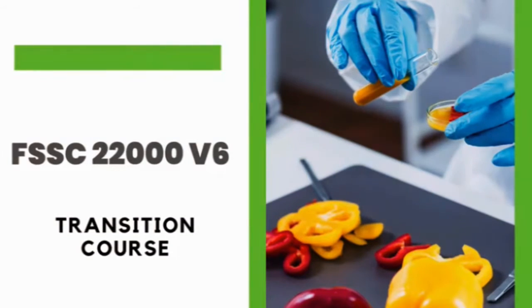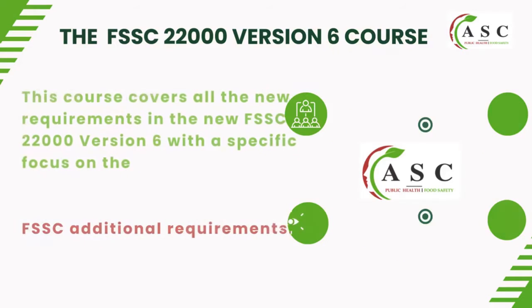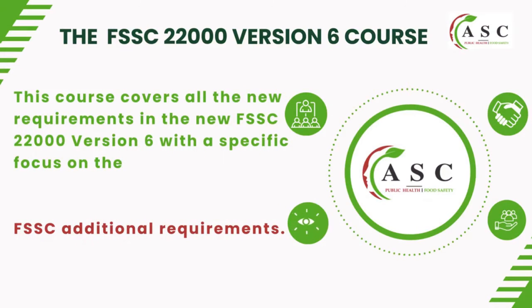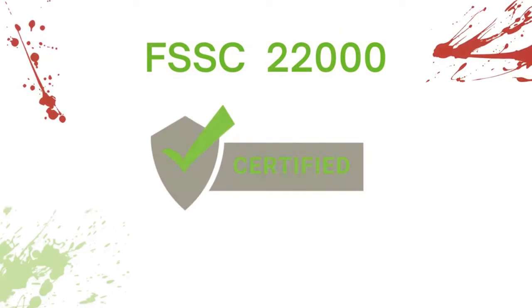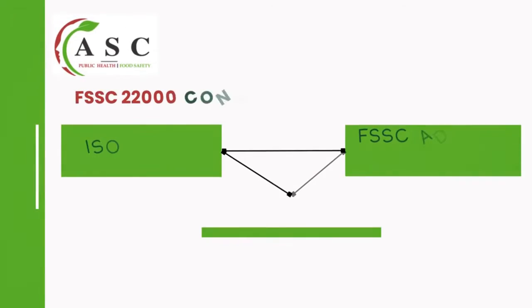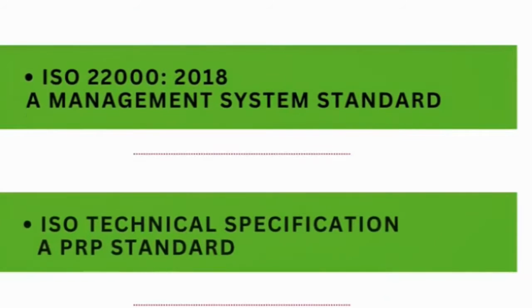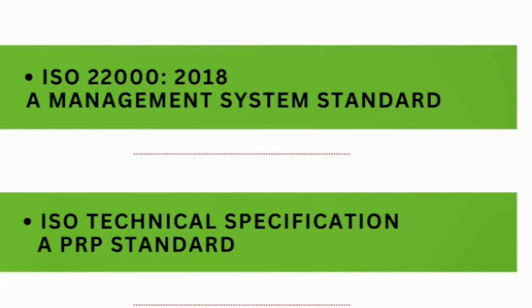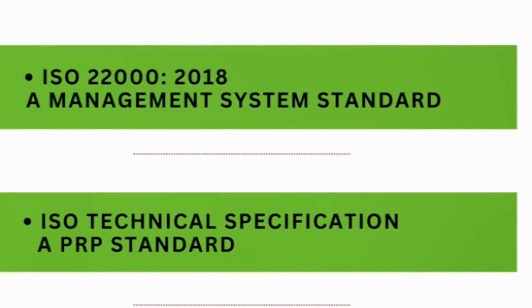This course covers all the new requirements in the new FSSC 22000 version 6, with a specific focus on the FSSC additional requirements. The course is informative, comprehensive and covers all three components of FSSC 22000. These are FSSC 22000 additional requirements, the ISO 22000 management system standard, and the technical specification, depending on the category or subcategory your products belong to.